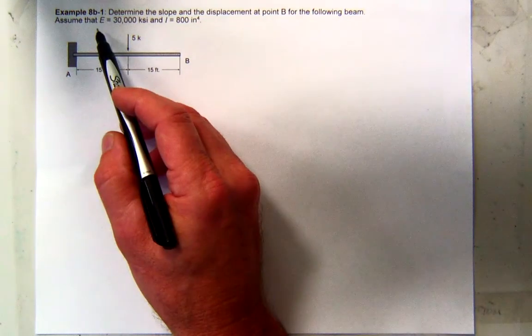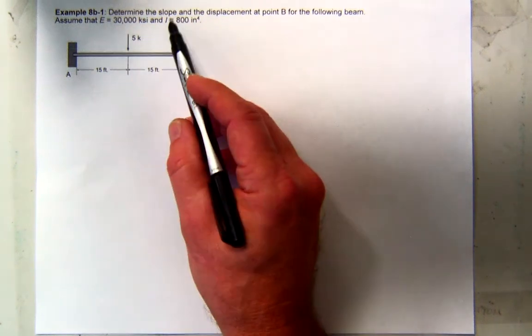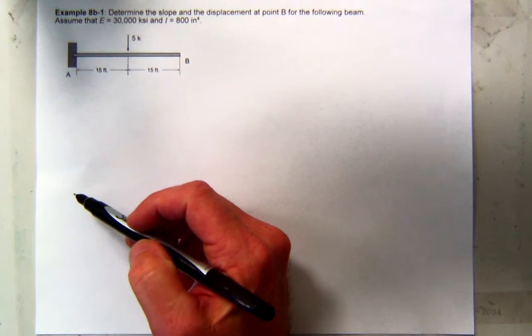And also I gave you a value for E, 30,000 KSI. That's roughly steel. And it has an I value of 800 inches to the fourth.